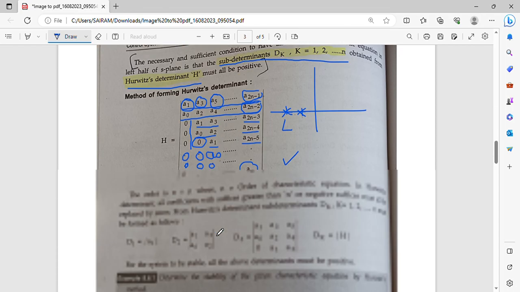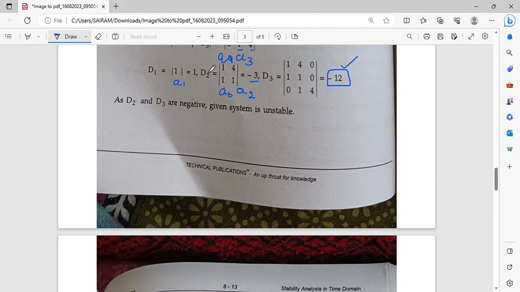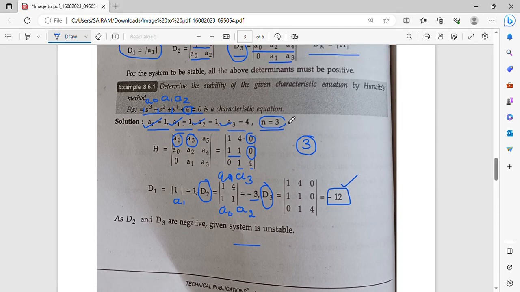But here what is going to happen? The subdeterminants D2 and D3, say they are negative. So therefore the system is an unstable system. So in the unstable system, we say it like this.